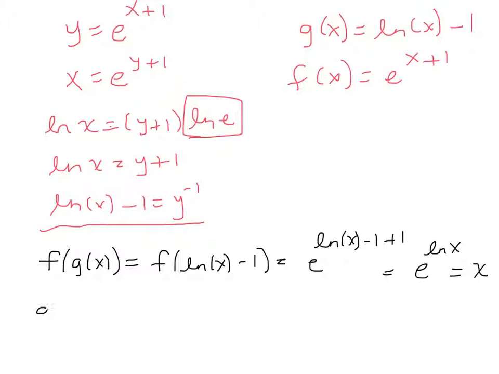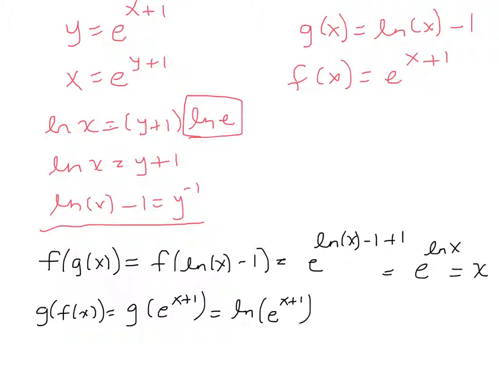I'm going to do it in the other direction, g of f of x. So I'm going to go to my f of x function, which was e to the x plus 1, and I'm going to put that in my g function. So the natural log of e to the x plus 1 minus 1 is simply x plus 1 minus 1, which is x, and so these are indeed inverses of each other.